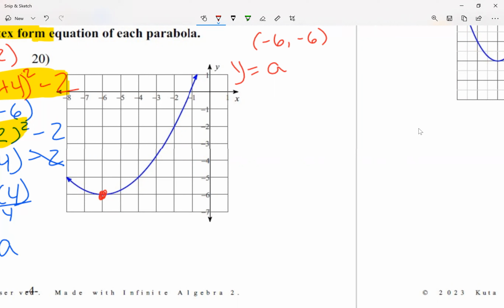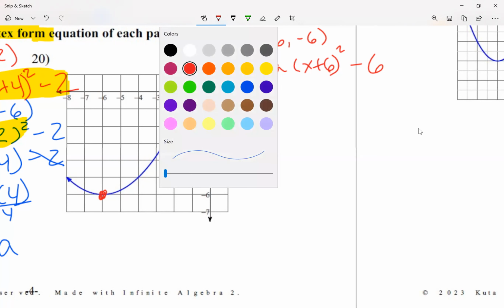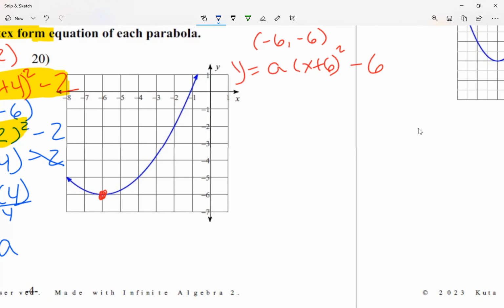So a, I'm going to open parentheses, x plus 6 square. All right, don't forget to switch the sign on the x value. And at the very end, my y value, which is -6. I really just need to find out the a value, the aperture, then I'm done. Okay, so for this, let me choose a point on my graph. Let me choose the point -4, -5. I'm even going to write the values here. I'm going to choose the point -4, -5.